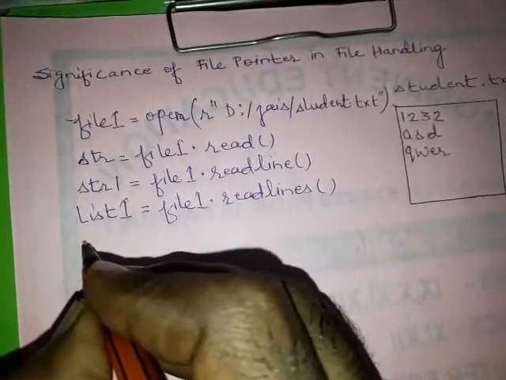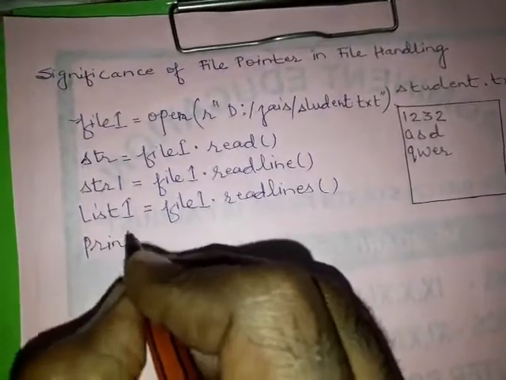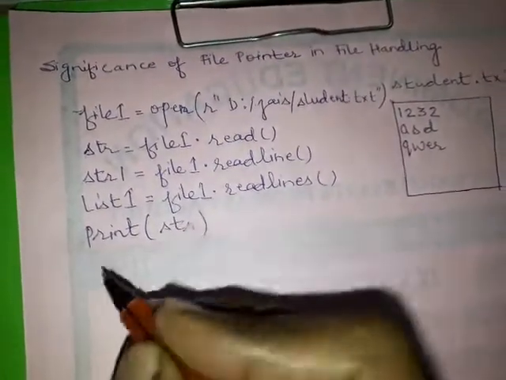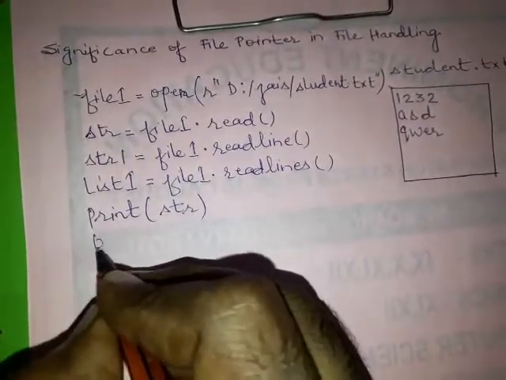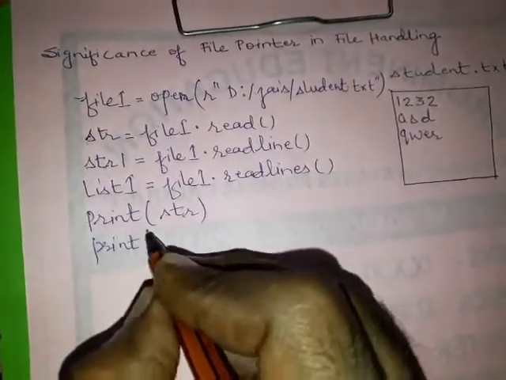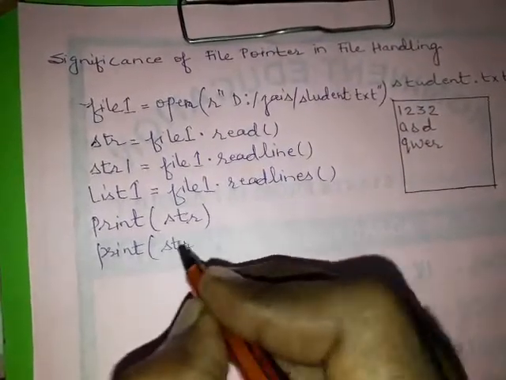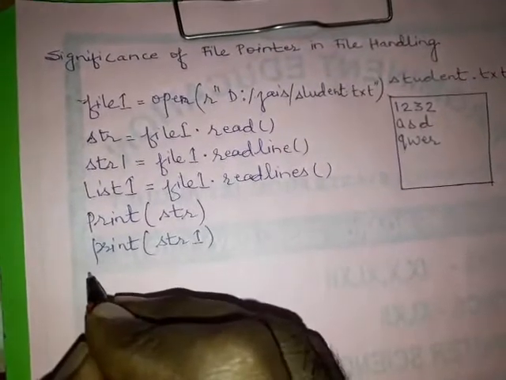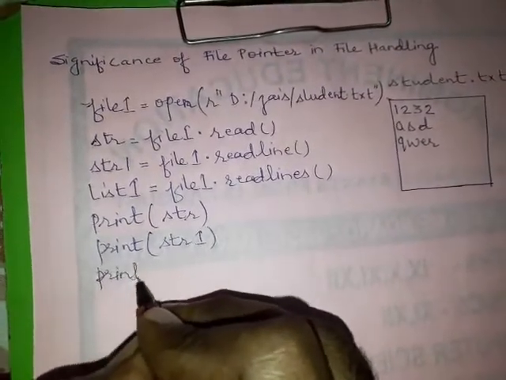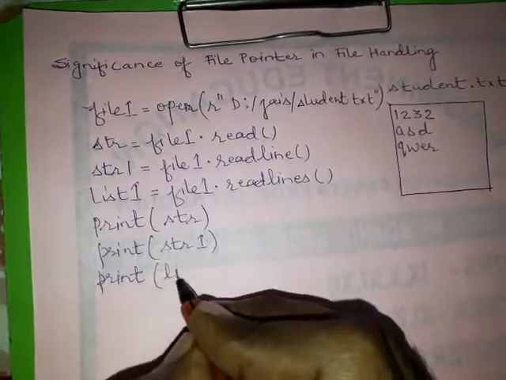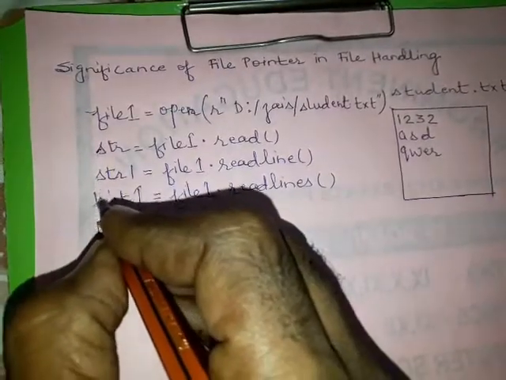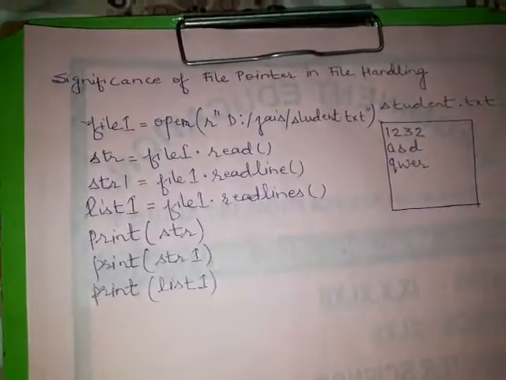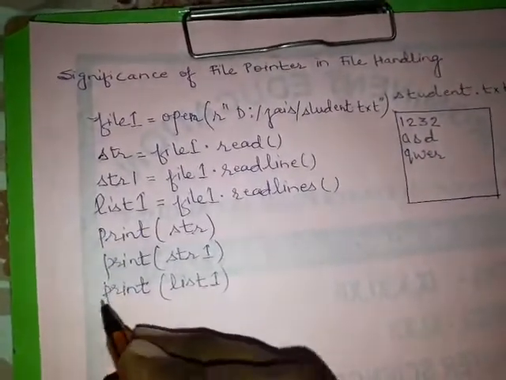First I will print str. Now print str1, then print list1, with a small l. Okay, and last close the file handler.